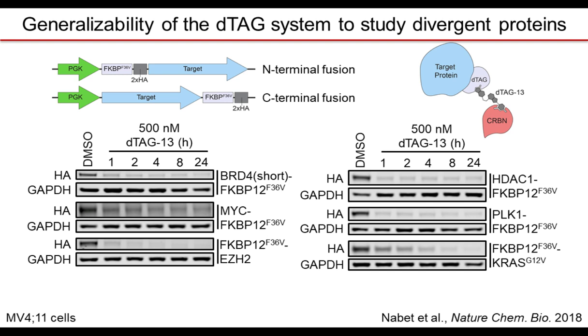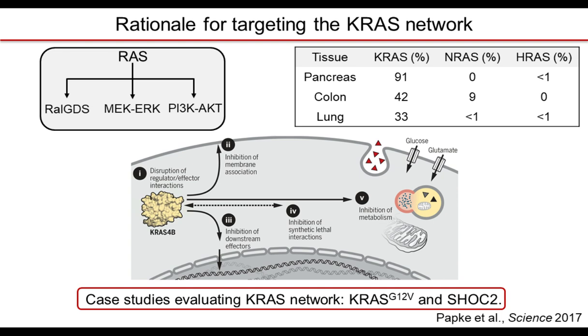Now from here, I wanted to shift focus and highlight some of the work we've done in further characterizing mutant KRAS with our system. I think this example helps illustrate how we demonstrated the selectivity of our system and how we can use it to study rapid biology downstream of oncogenic signaling.